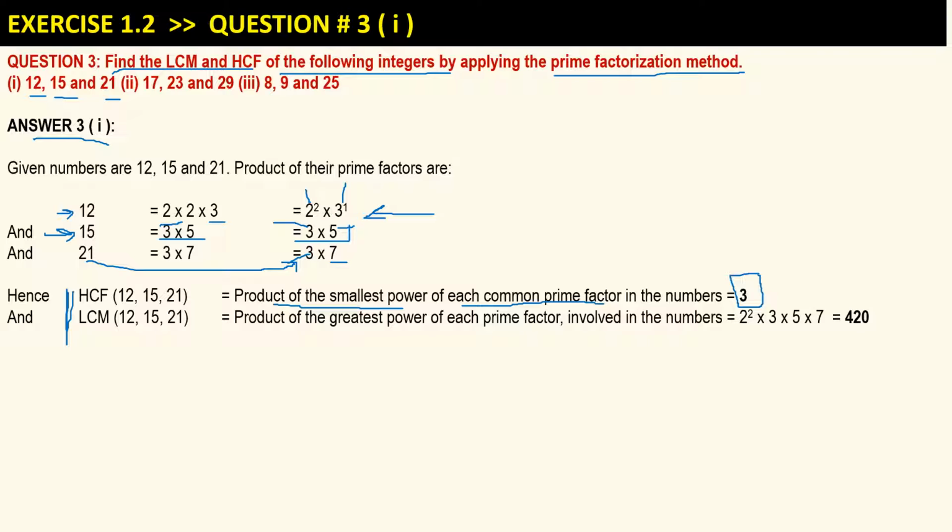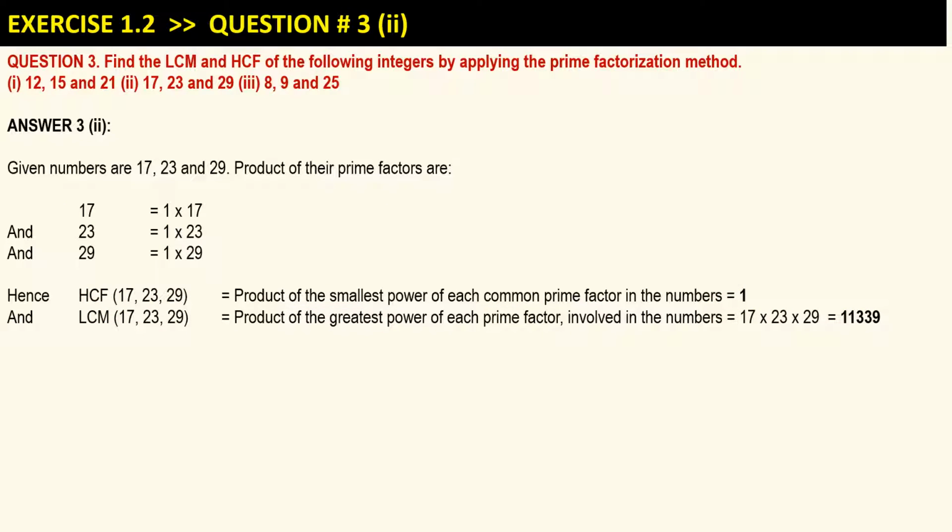Okay, so let's get to the LCM, which will be the product of the greatest power of each prime factor involved in the numbers. So in our case, this will be 2 raised to power 2 multiplied by 3 multiplied by 5 and multiplied by 7, which will give us 420. Therefore, we have the LCM equal to 420 and the HCF of the three numbers is equal to 3.